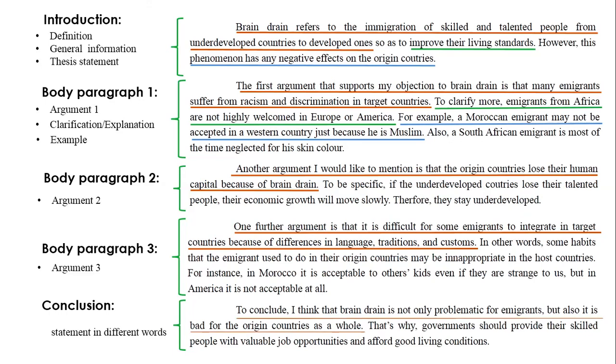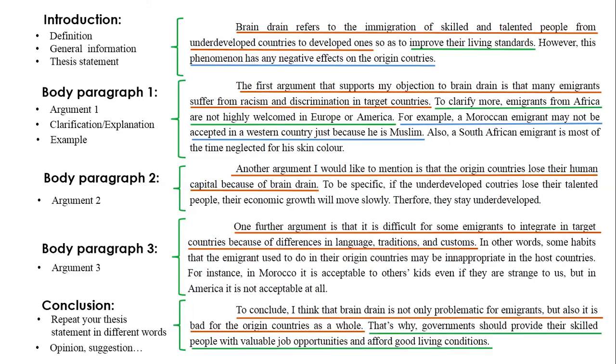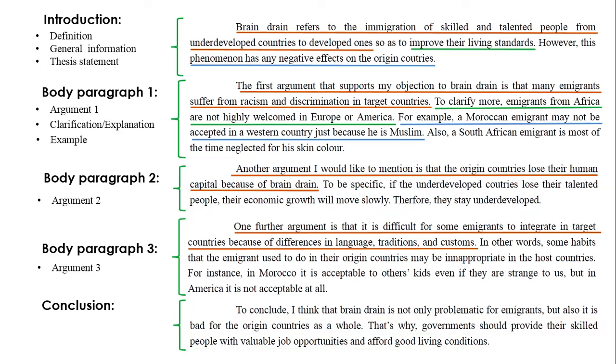Plus example, for instance, in Morocco it is acceptable to hug and kiss other kids, even if they are strange to us, but in America it is not acceptable at all. Okay, this is my example to my argument number 3.